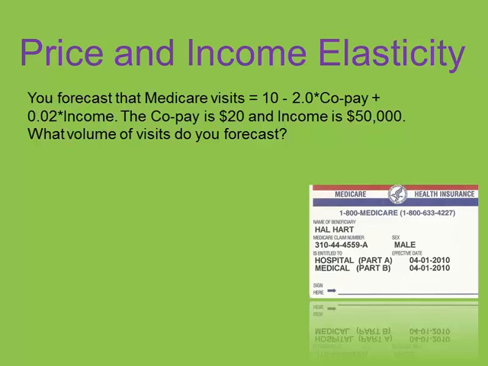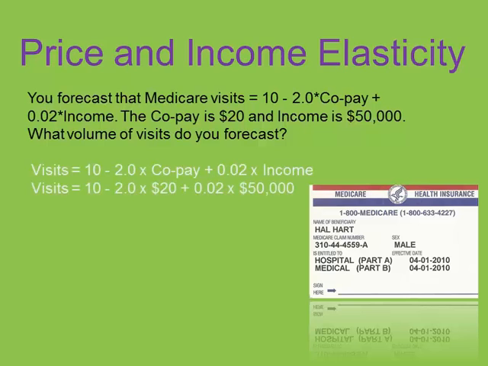So the next part is that the copay is $20 and the income is $50,000. What volume of visits would you forecast? Okay, well, we set up our formula. We simply plug in the information that we are given for the price and the income. We simplify the formula a little bit more. Be careful for the minuses that are going to show up typically in this type of formula. So we have 10 minus 40 plus 1,000. Again, collapse that all together, and we are now going to get 970 visits. So pretty cool.